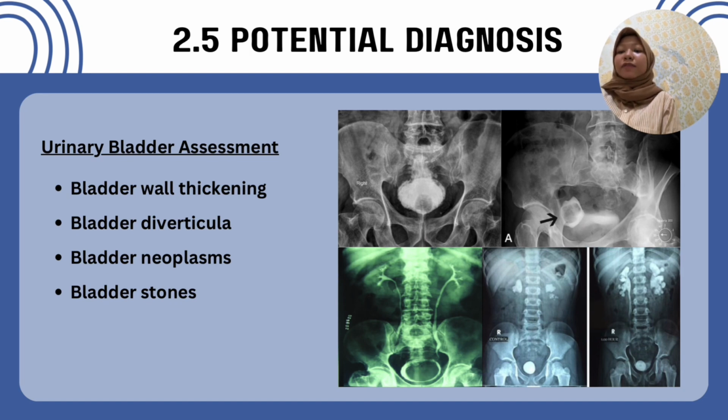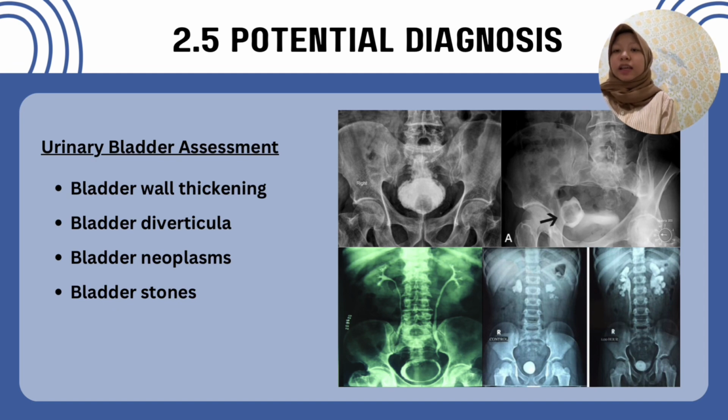For bladder diverticula, sac-like structures that can develop in the bladder wall may be detected during an IVP if they fill with contrast material. For bladder neoplasms, they might be viewed as filling defects, and early bladder filling and the post-void phase are the most sensitive times to identify filling defects.